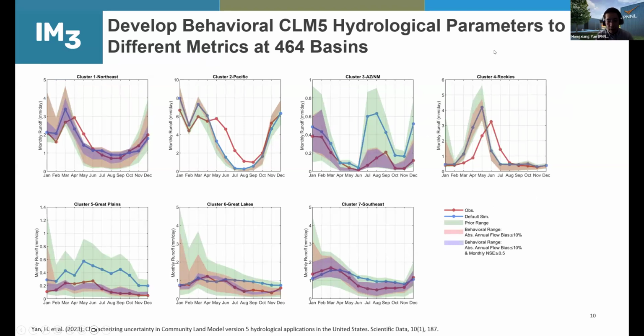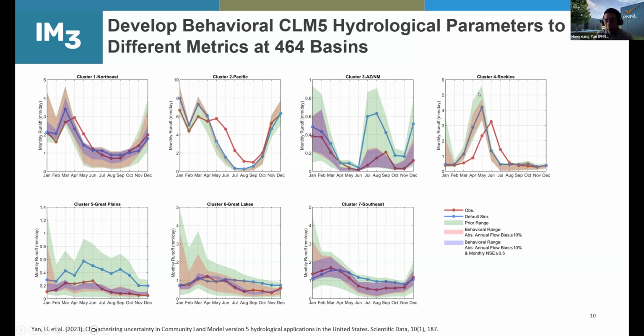Then after sensitivity analysis, we developed the behavior hydrologic parameter set for different metrics. First at the basin scale, and here the red color means observation. The blue color means default simulation. This is for the regional scale. This is for the Rocky Mountain regions. You can see they have some bias here.